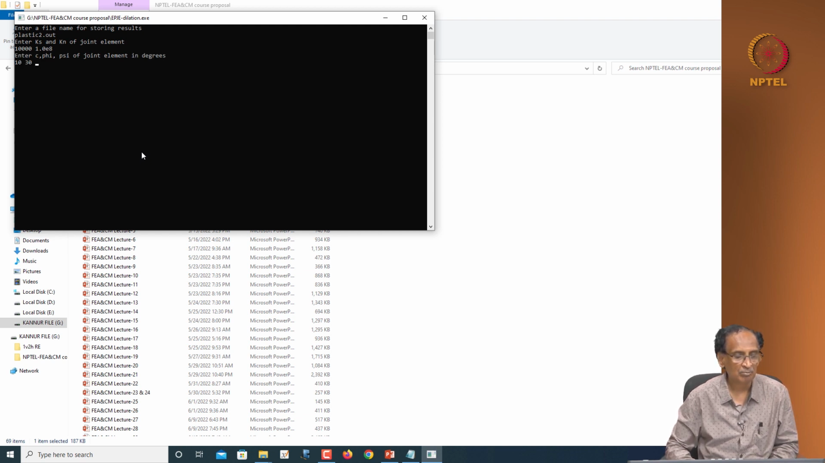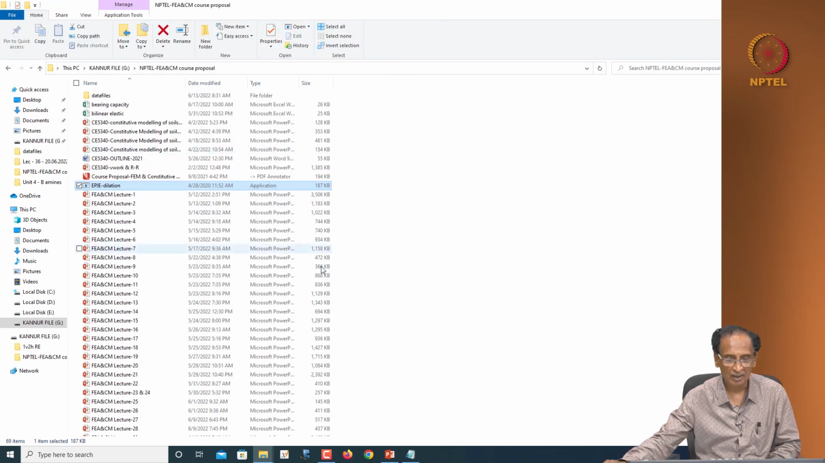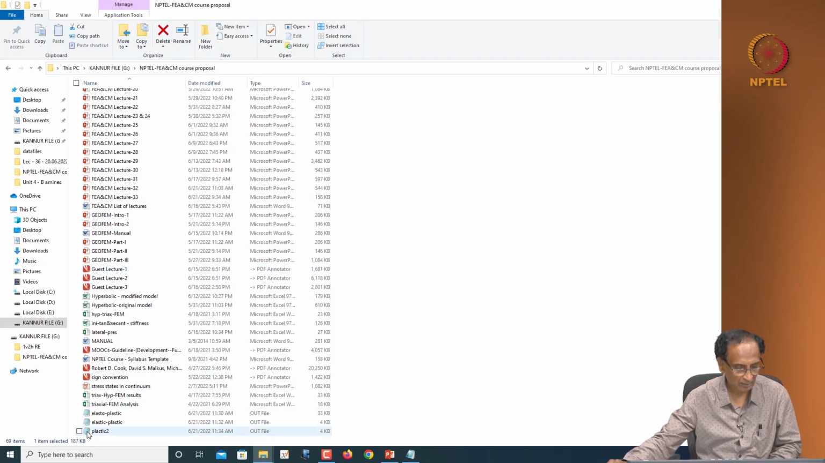So next time, previously we had done the analysis with a dilation angle of 10. Now I am doing it with a dilation angle of 25. Normal stress is 100, and the shear strain increment is 0.001. Maximum shear strain is 0.05. I want to keep the normal stress constant, so I am using a 2. Let's see what happens with the plastic 2.